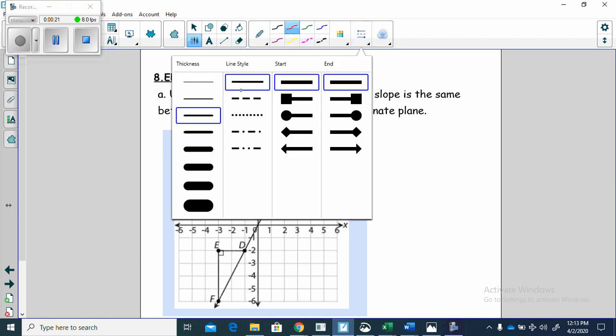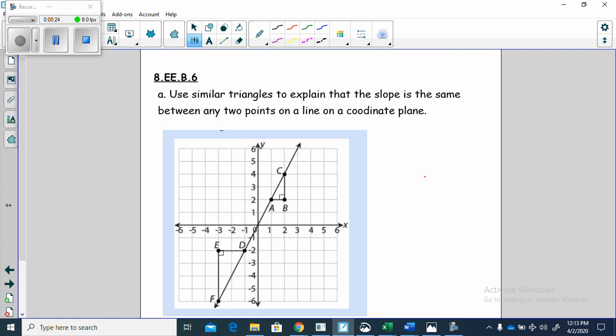As you can see down here, we've got a line. It goes to all these points, F, D, A, C, and it even goes to the origin. Remember, the origin is the point 0, 0. And what we're going to do is use these different triangles to prove that the slope is the same no matter where we check it on this line.